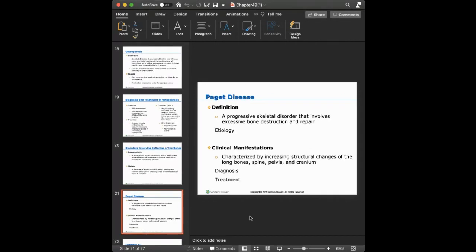Paget's disease is excessive bone destruction and repair. So the body breaks down the bone and then it builds it back up. So what does Paget's disease come from? Where does it come from? What does your book say?